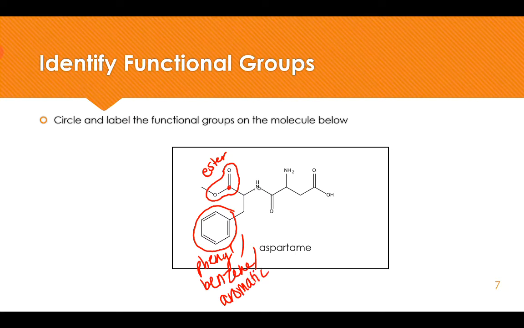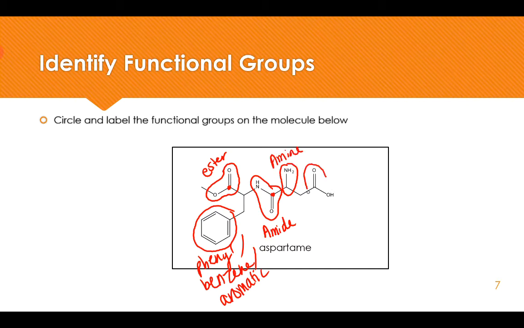I see a nitrogen here, and that's attached to this carbon, which has a double bond O. So this double bond O and that nitrogen are part of the same functional group. This is an amide, which will be the focus of the next chapter. This is an amine functional group.